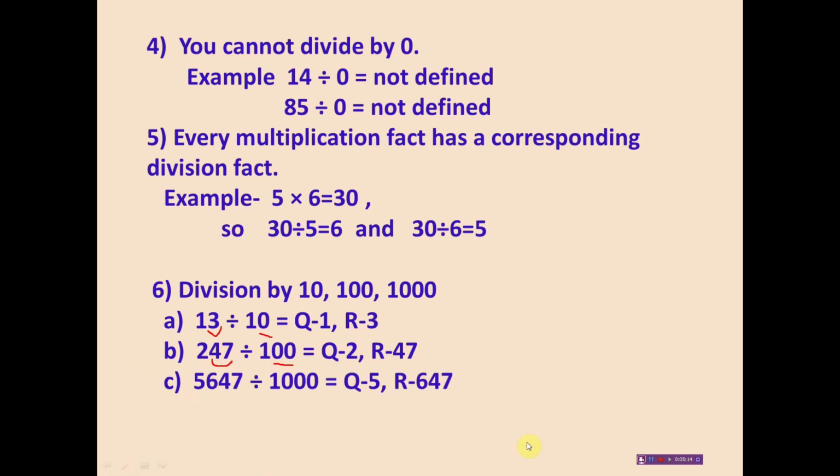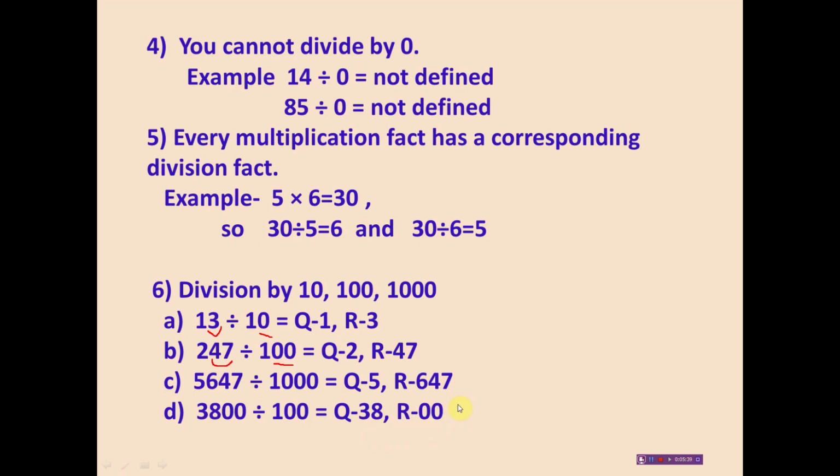Similarly, let's see this one. We have 3 zeros in 1000. So we'll take 3 digits from the right side. That is, 647 is the remainder. What is left, 5, is the quotient. Now here we have 2 zeros in 100. We take 2 digits from the right. So 0 is the remainder and what is left, 38, is the quotient.